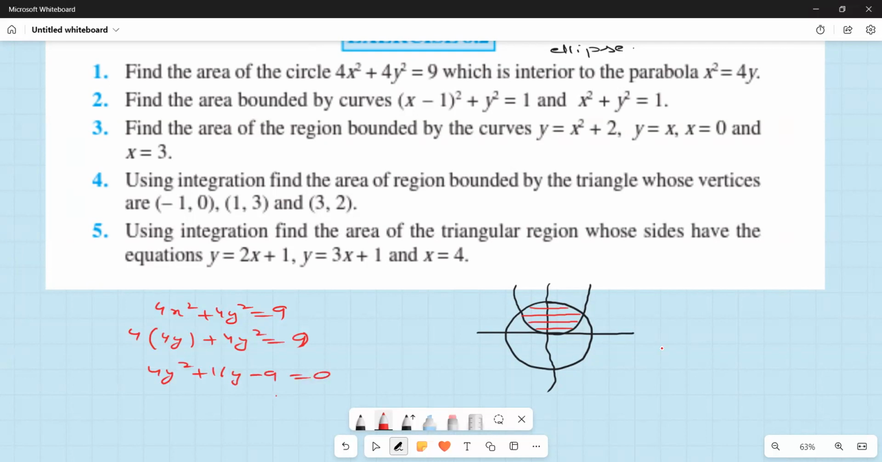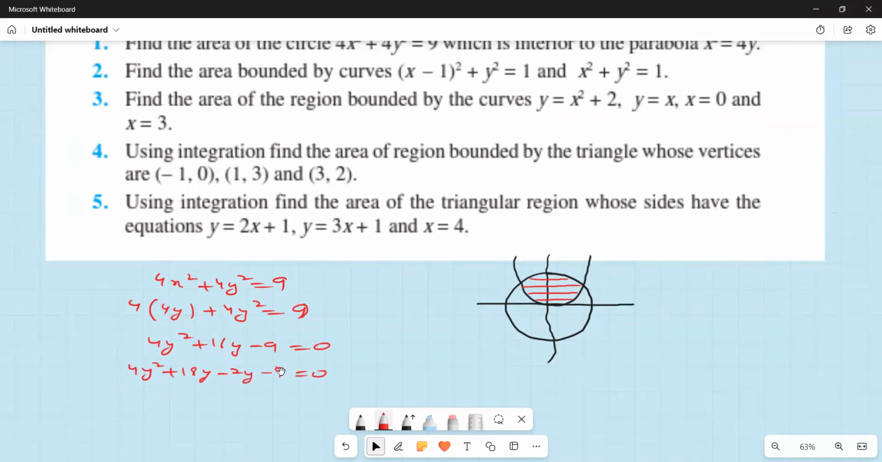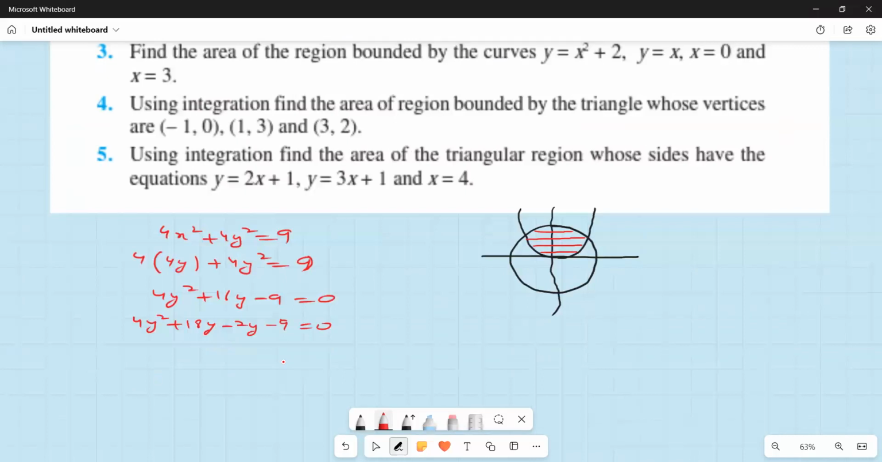So 36 and 16, 18 and 2. So 4y square plus 18y minus 2y minus 9 is equal to 0. Right? So I am getting 2y common. So 2y plus 9, minus 1 common, 2y plus 9 is equal to 0. So y is equal to half and y is equal to minus 9 by 2. These two values I am getting for y.